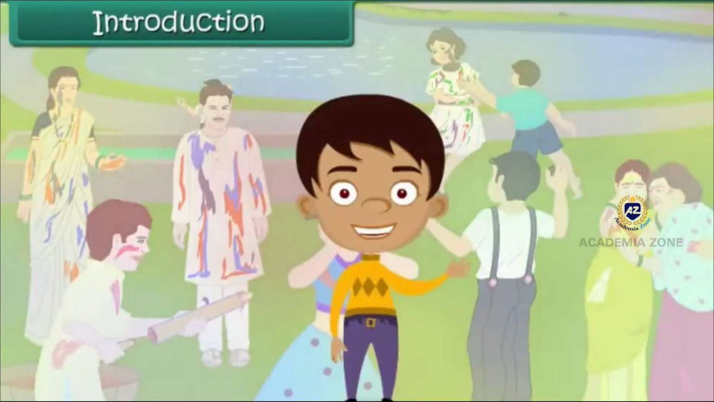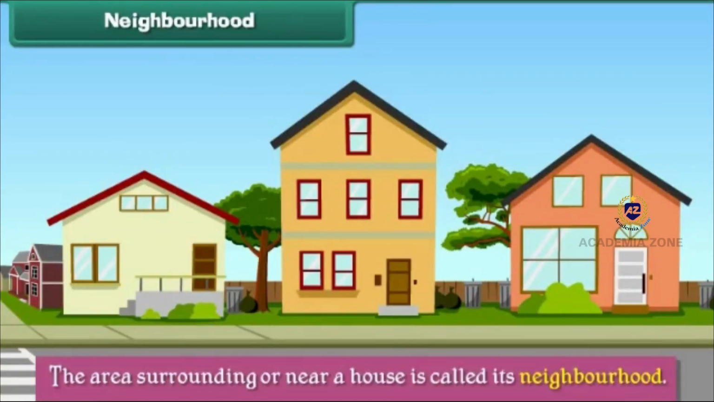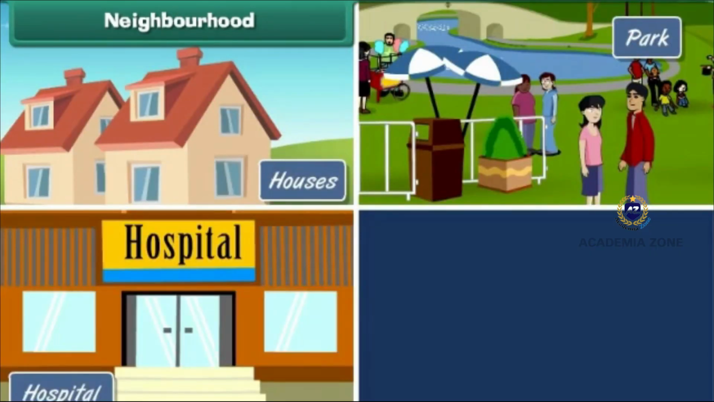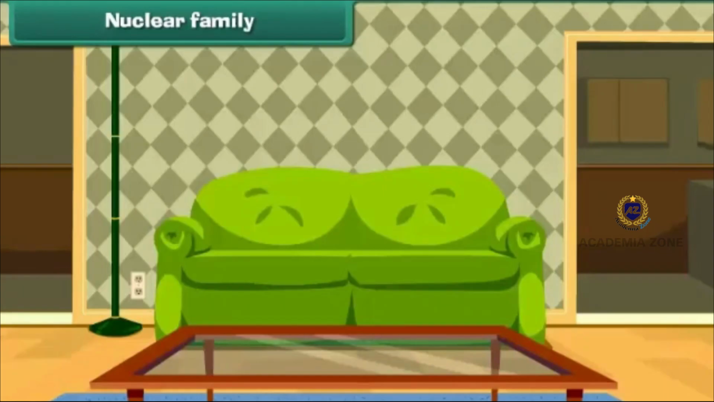In this lesson, we will learn about family and neighborhood. Neighborhood. The area surrounding or near a house is called its neighborhood. Nearby houses, parks, hospitals, markets are all part of a neighborhood.